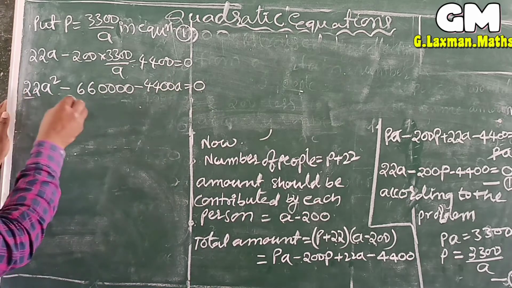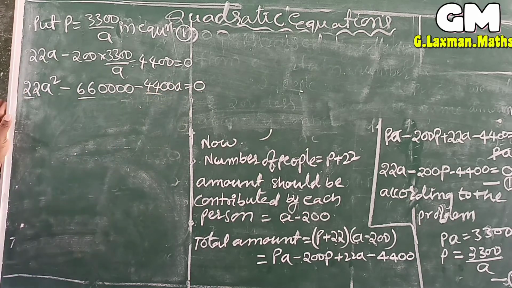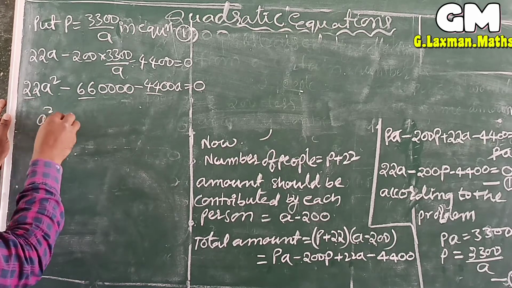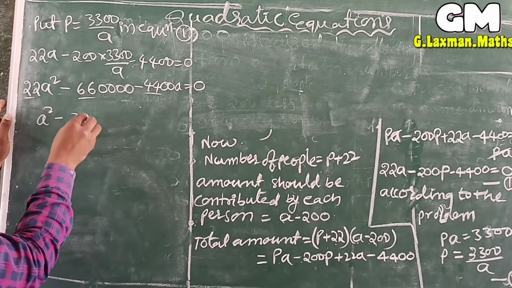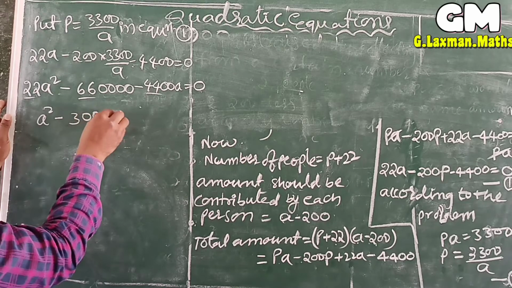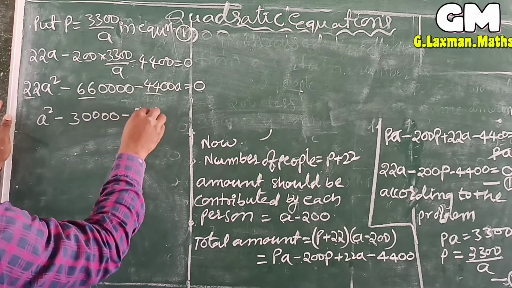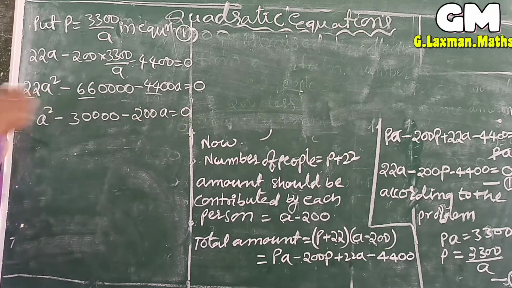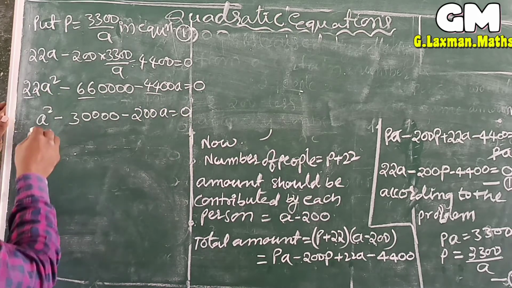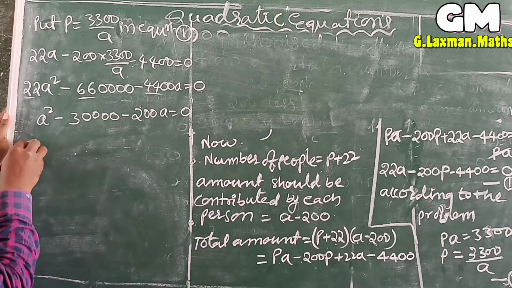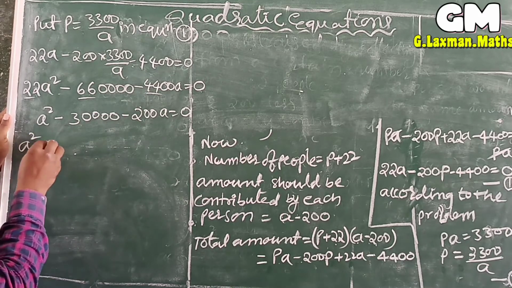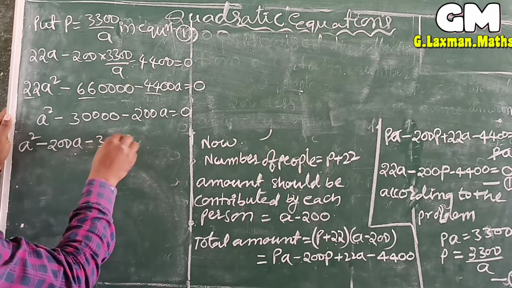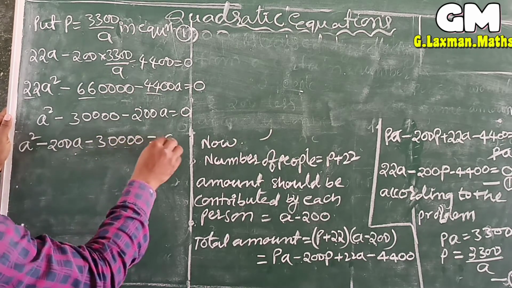Here there is a common factor 22 in 66 and 44. So taking 22 as a common factor, you will get A squared minus 3 with four zeros, minus 2 zeros A is equal to 0. Now write it in standard form: A squared minus 200A minus 30,000 is equal to 0.